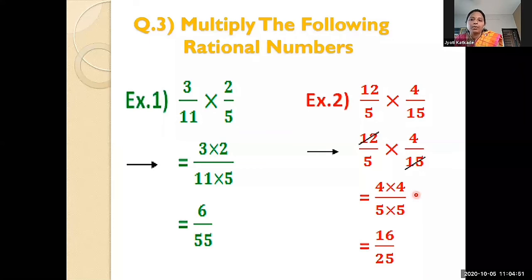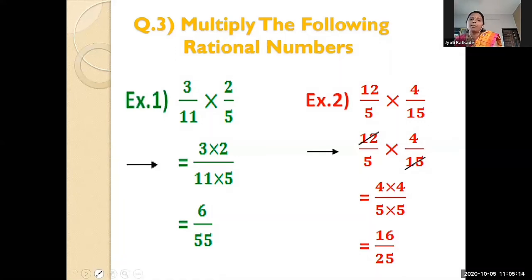Why is there 5 instead of 15? Because we divide 15 by 3. Okay. Now, multiply the numerators. 4 4s, we get 16 and 5 5s, we get 25. Now our answer is 16 divided by 25.